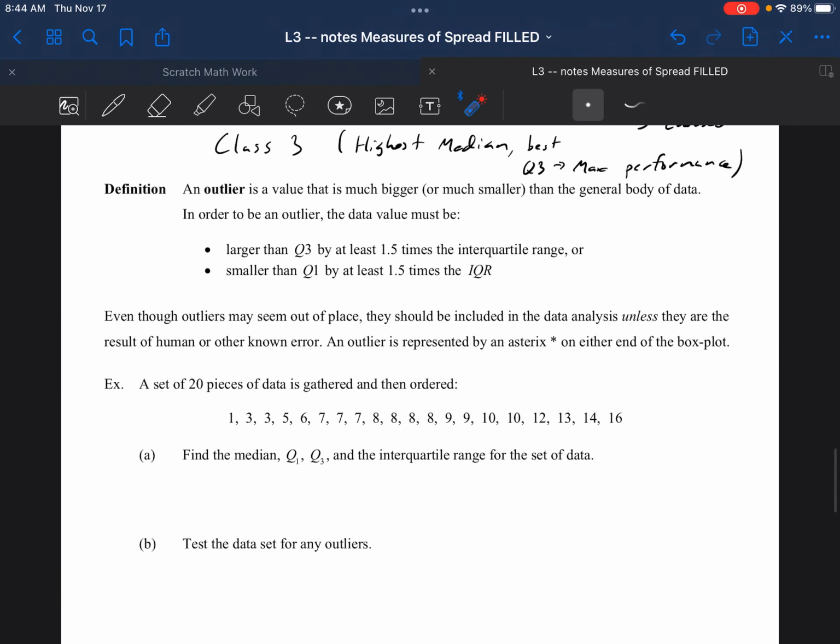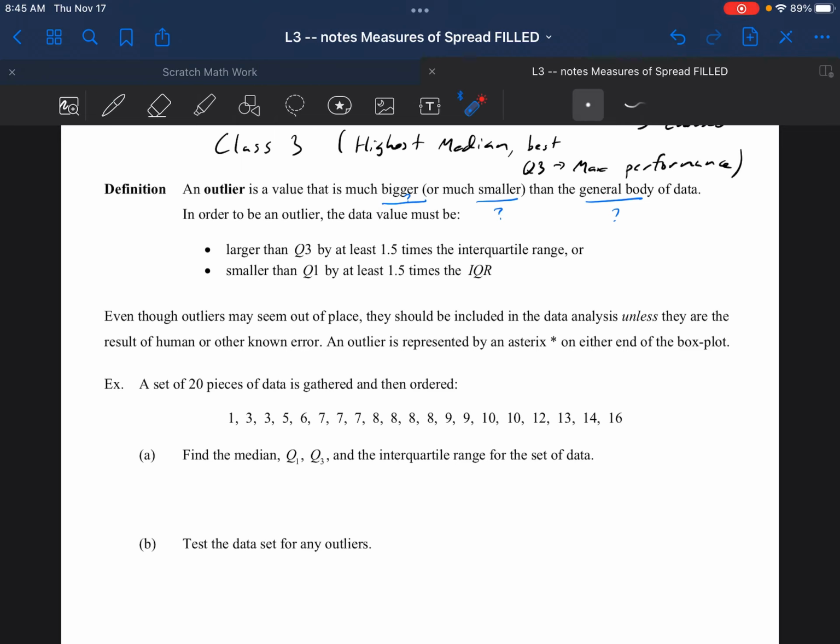Okay, so an outlier, right? A sort of soft definition is written here. It's a value that's much bigger or smaller than the general body of data, right? So, we've talked about before in this class how we like specificity, right? And bigger, smaller, general body, those are all very general, right? We want precision. So here's a better definition, okay?